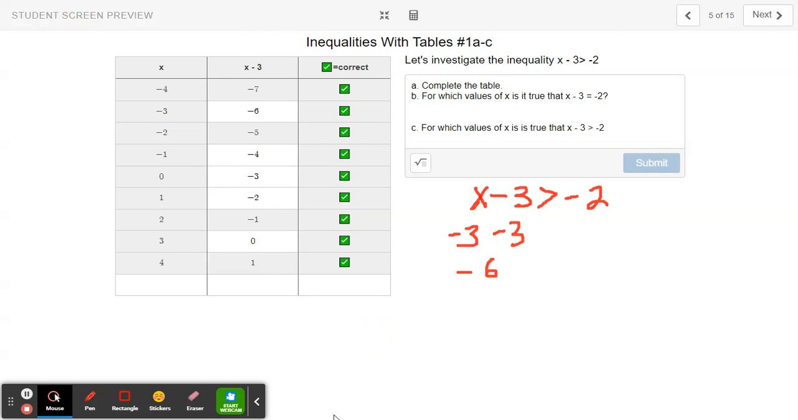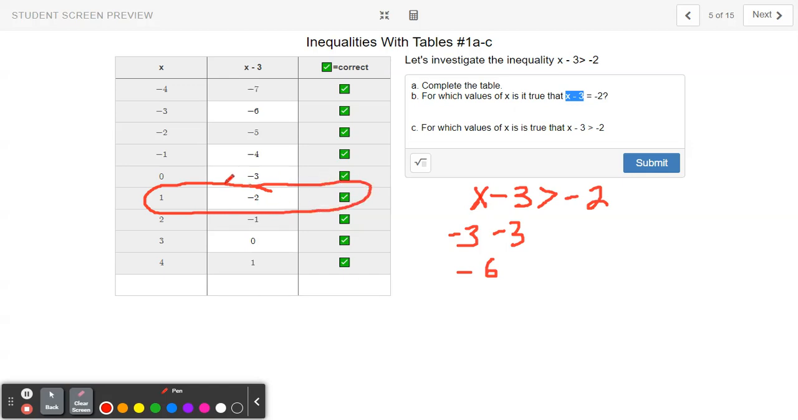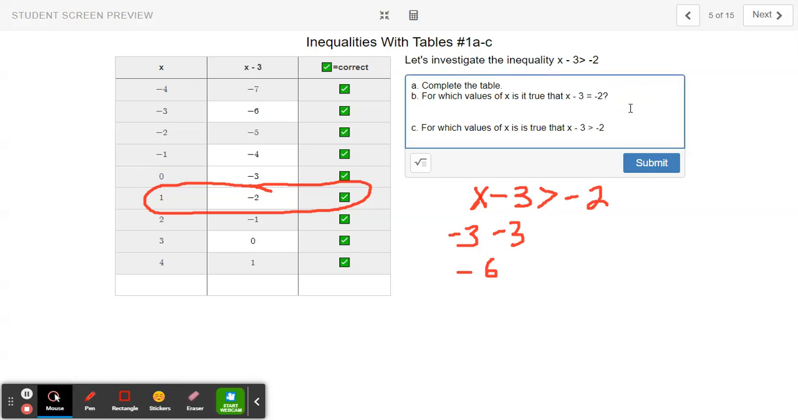So here's what we need to figure out. Here's what they're asking us. For which values of x is it true that x minus 3, so that's when we calculated x minus 3, which ones of these made it true for x minus 3 equal to negative 2? Well, we just have to look at our table. When x is 1, x minus 3 is negative 2. So that's actually where it becomes true. So x equals 1 makes it negative 2.